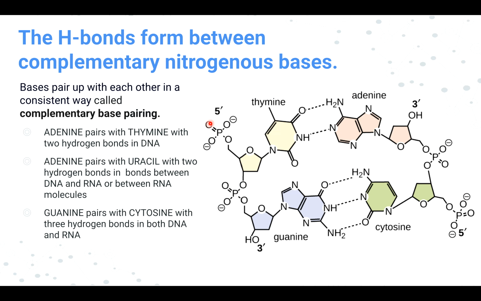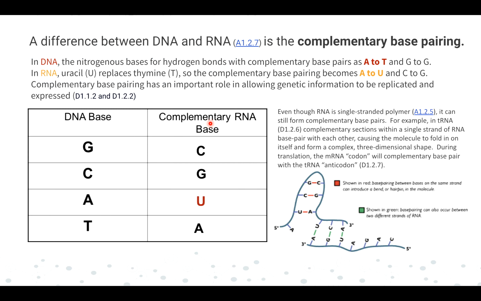A binds with T with double hydrogen bond. G binds with C. In case of RNA, A binds with U with 2 hydrogen bonds. Guanine binds with cytosine with 3 hydrogen bonds. This is complementary base pairing. So in DNA, the nitrogenous bases form hydrogen bonds with complementary bases, paired as A to T and G to C.